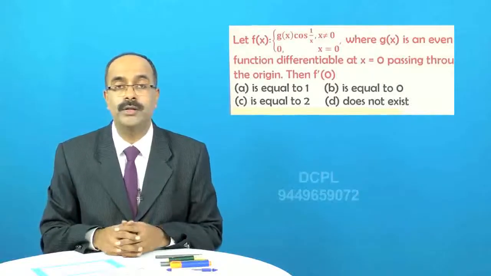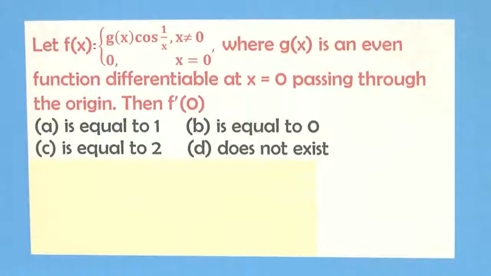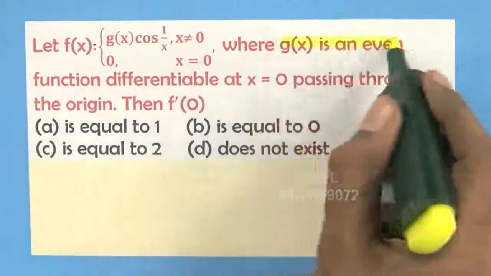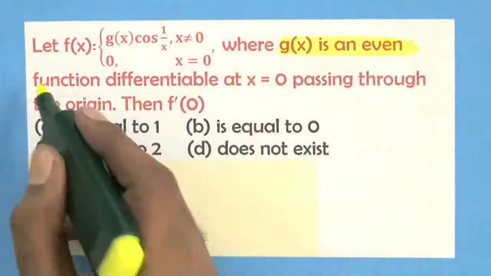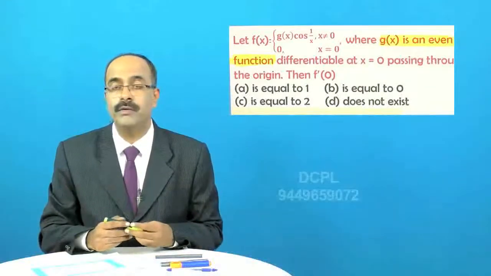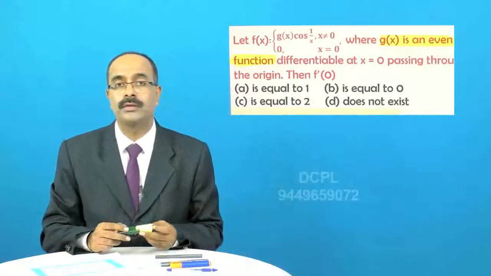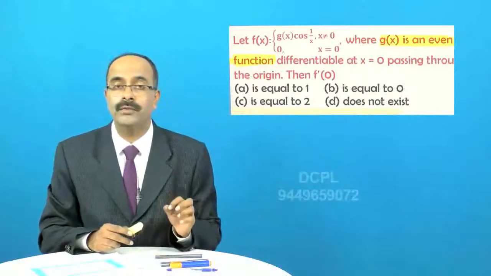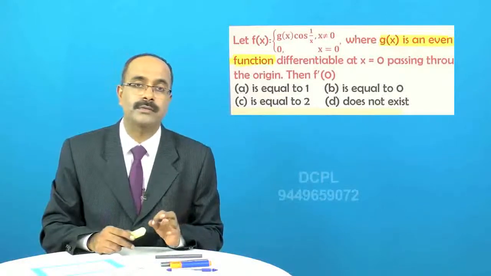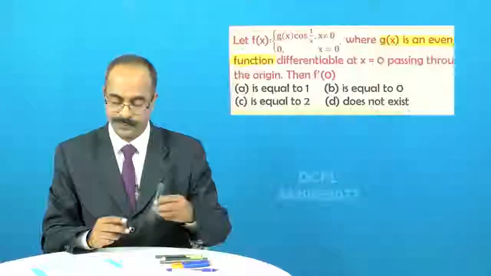Dear students, g of x is an even function. That's what is given. See, observe carefully. We have g of x is an even function. This is the most important line here. If g of x is an even function, then g of minus x is g of x, and g dash of minus x is minus g dash of x. I hope you are following this. Let me write it and explain.